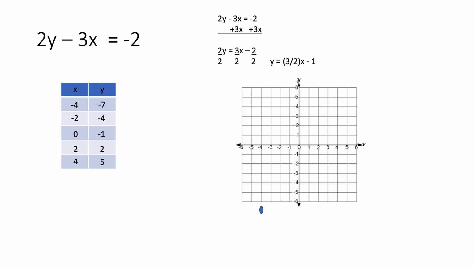I plot the points. Okay, there's -4, -7; -2, -4; 0, -1; 2, 2; 4, 5; and connect the dots. Bingo, there's the correct graph that I'm looking for. So that is a review of the skills of the other day, plus some recent word problems.